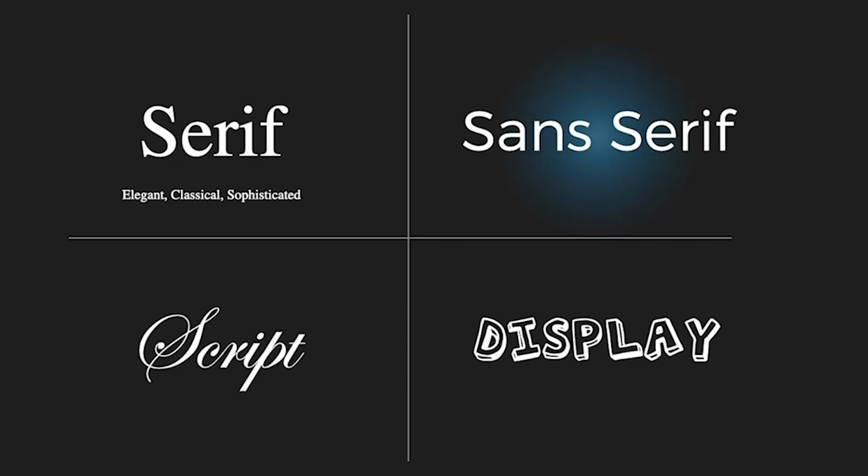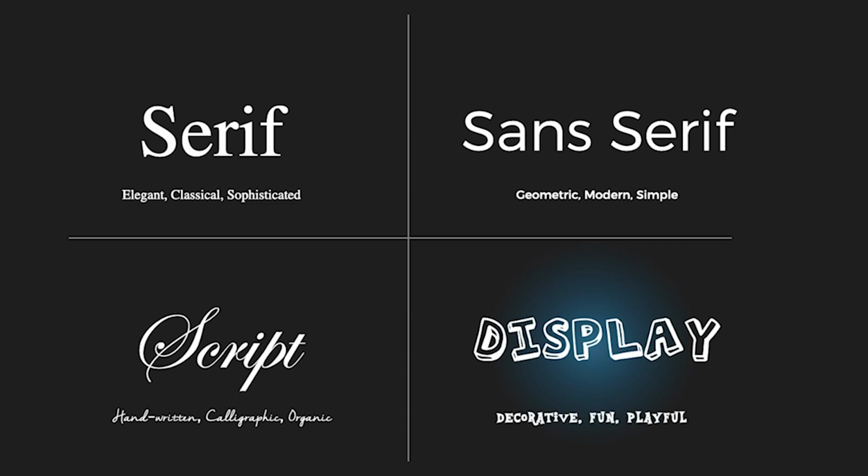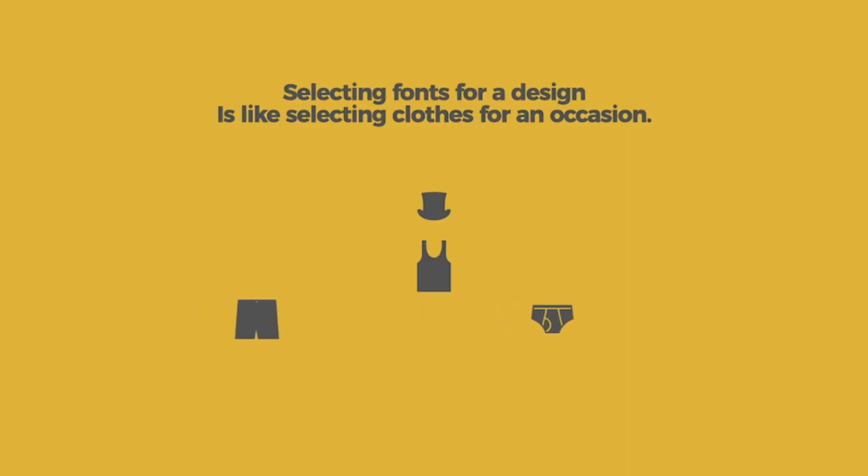Then we have sans serif, and sans means without serif. There are no serifs on these fonts. And these are geometric, modern, and simple fonts that you would use for more informal designs. Then we have script fonts, which are based on handwriting, calligraphy, and organically written things. And you would use script fonts for titles and headings. And then we have display fonts, which are decorative, fun, playful, sometimes ornamental fonts that you would also use for titles and headings.